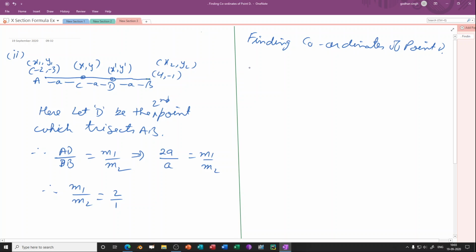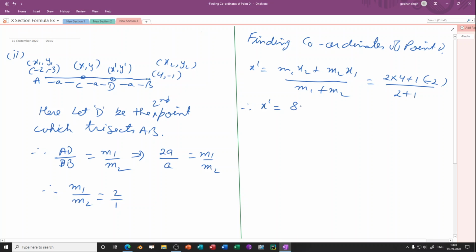So this will give us x dash equal to m1 into x2 plus m2 into x1 over m1 plus m2. So let us put the value. What is our m1? m1 is 2, m2 is 1. So 2 plus 1. Now m1 into x2, m1 is 2, so 2 into x2. What is x2? The x coordinate of point B. So it is 4. Plus m2 is 1 into x1. What is x1? X coordinate of point A, minus 2. So therefore x dash equal to 2 into 4 is 8, 8 minus 2 over 3, that is 6 over 3. So that is 2. So x dash is equal to 2.